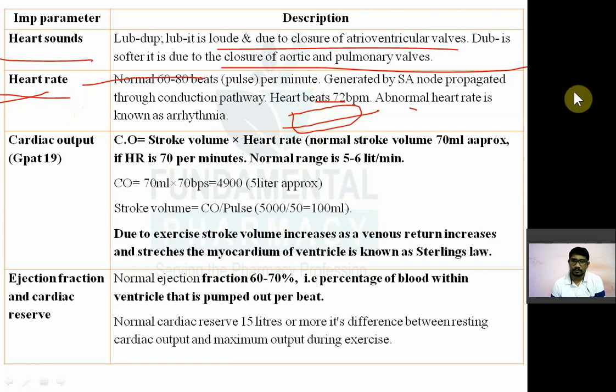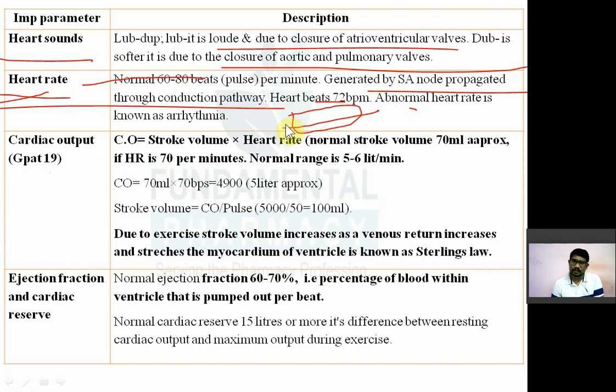These heartbeats are generated by the SA node. So the impulse is generated by the SA node. The number of impulses per minute will decide the heart rate. Okay. So impulses are generated by the SA node and propagated through the conducting pathway like your Purkinje fibers, the atrial septum, etc. Heartbeat is normally 72 beats per minute.